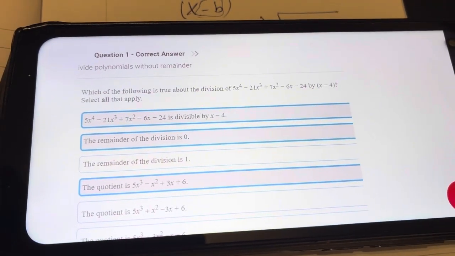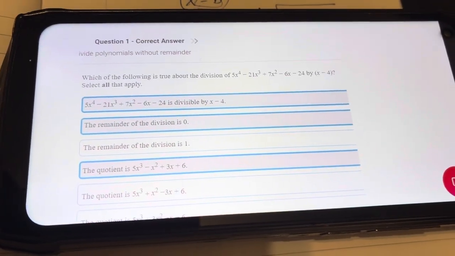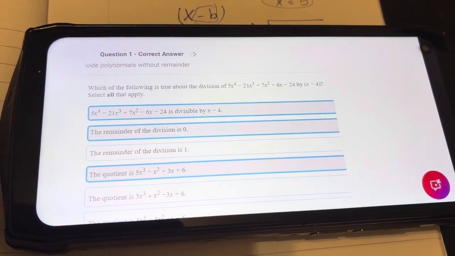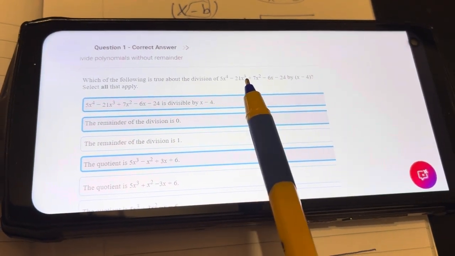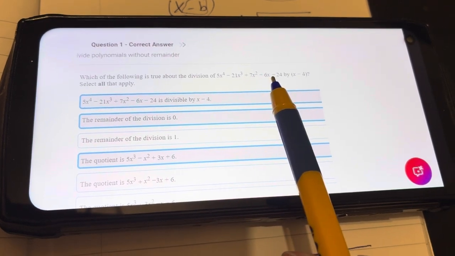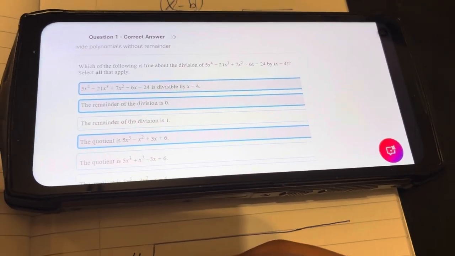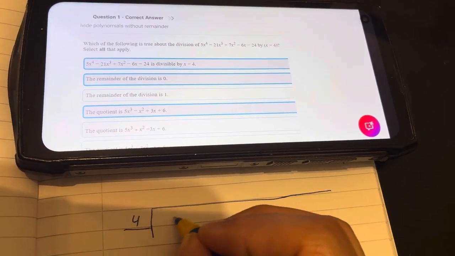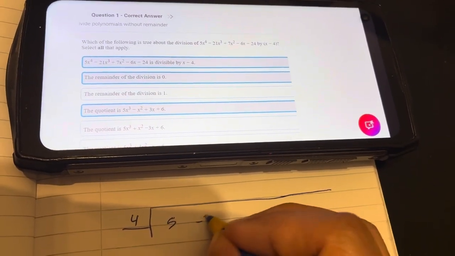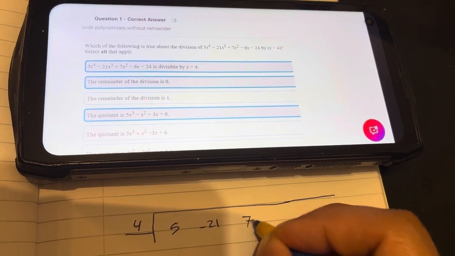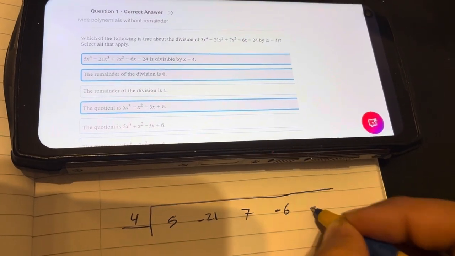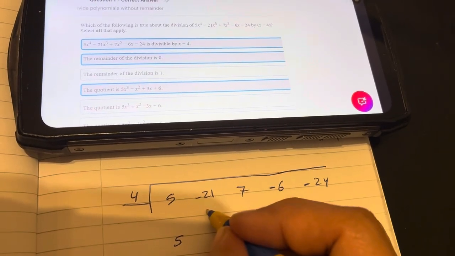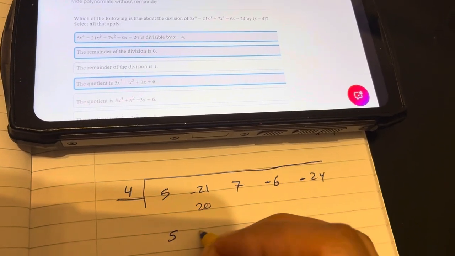Now I will solve question 1 of the course practice. Which of the following is true about dividing this polynomial by x minus 4? So here I have x to the power of 4, 3, 2, 1, 0. So it's all there. The coefficient in front of x to the power of 4 is 5, then minus 21, 7, minus 6, minus 24. I'll put the 5 down. 5 times 4 is 20. 20 minus 21 is minus 1.